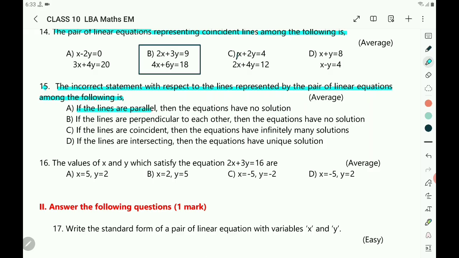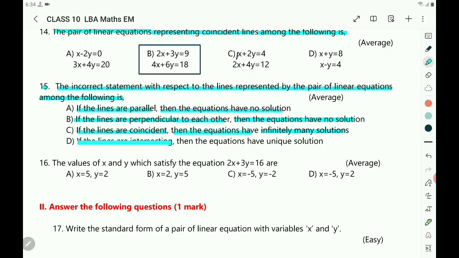If the lines are parallel, then the equations have no solution. It is correct, because if the lines are parallel, the equations have no solution, and the ratio is a1 by a2 equals b1 by b2, not equal to c1 by c2. Second statement: if the lines are perpendicular to each other, then the equations have no solution. If the lines are perpendicular, they become intersecting lines, so there is one solution. Next, if the lines are coincident, then the equations have infinitely many solutions. This statement is also correct.